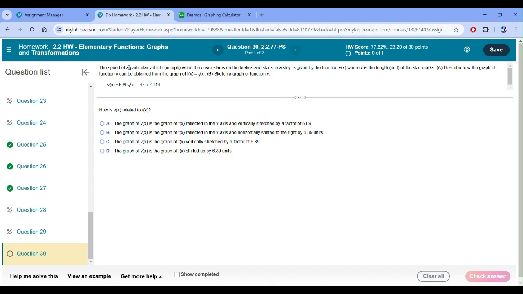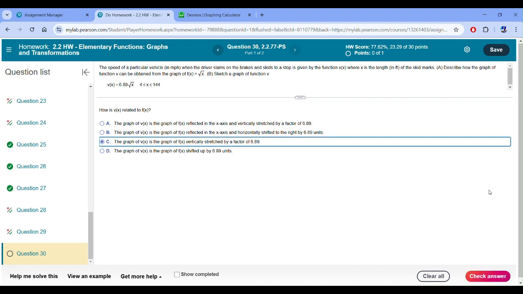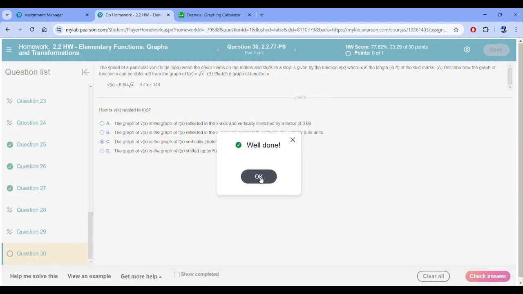All right, the speed of a particular vehicle in miles per hour when the driver slams on the brakes and skids to a stop is given by the function there, where x is the length of the skid marks. Describe how the graph of the function can be obtained using the square root of x. So how is v of x related to f of x? The graph is just stretched, right? It's been stretched by a factor of 6.89. That's it.